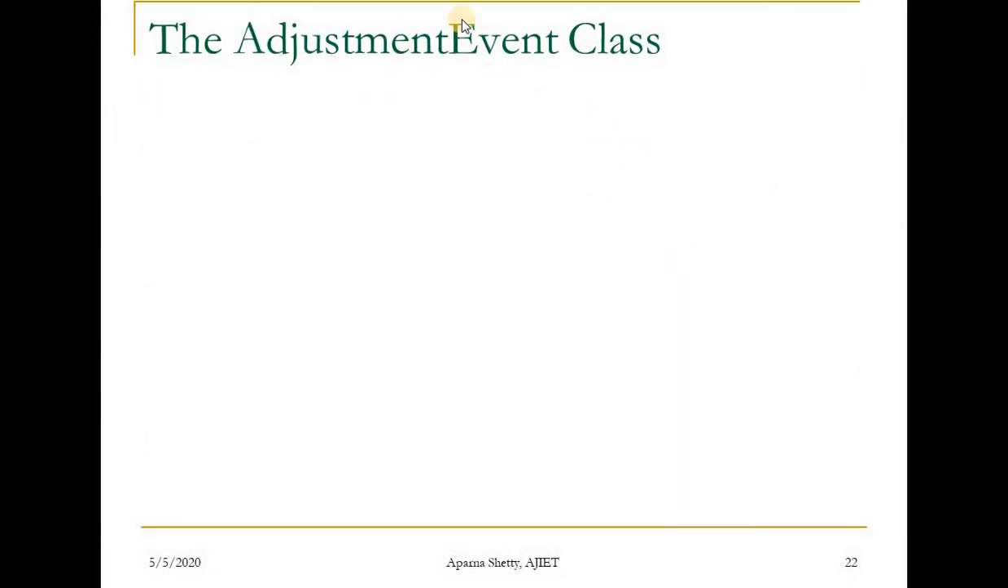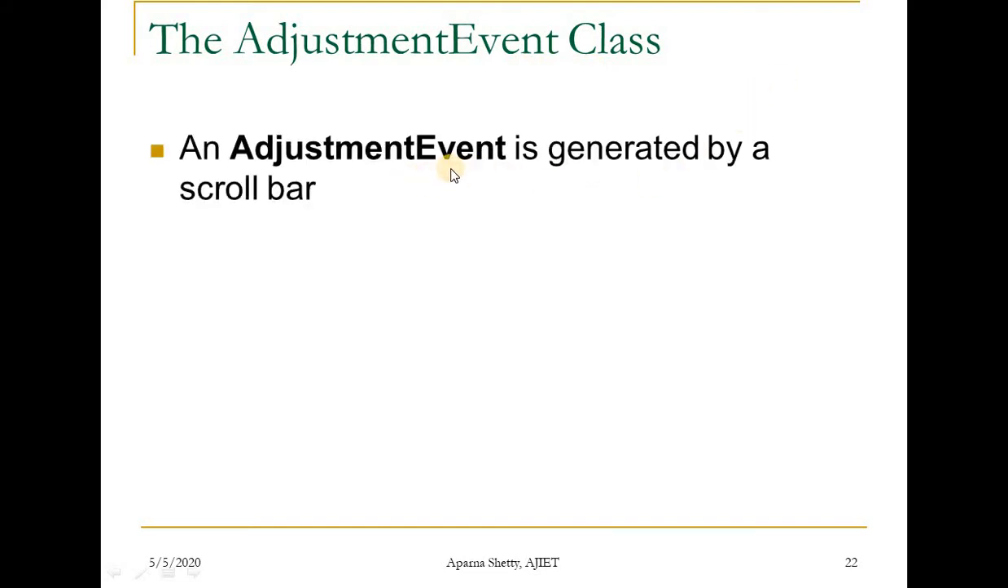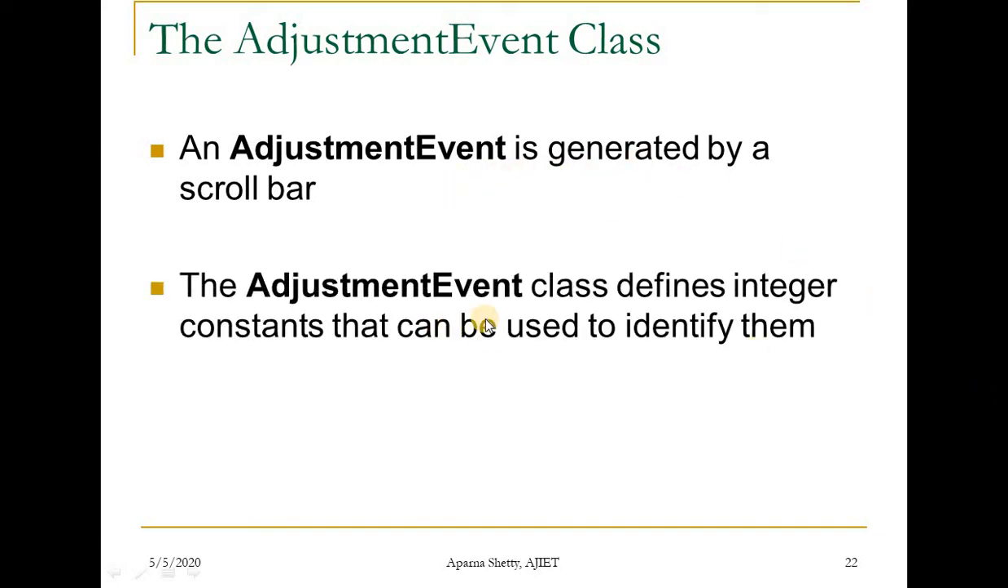Next we will see the AdjustmentEvent class. The adjustment event is generated by a scroll bar. So whenever you make any changes to the scroll bar, an adjustment event occurs. The AdjustmentEvent class defines integer constants that can be used to identify the changes to the scroll bar.